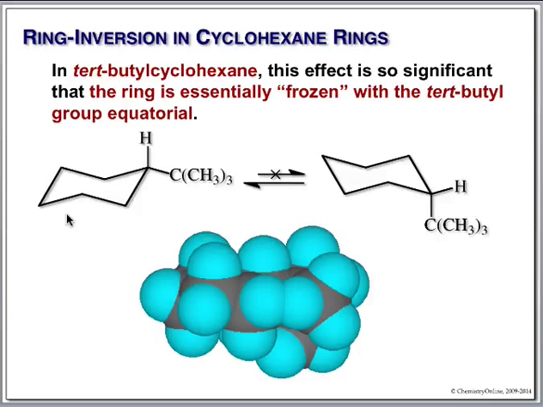And we'll do this problem in class today. We'll do it on the exam. So let's make sure we get it. And then also, let's just say you had two tert-butyls. One was axial and one was equatorial. It would freeze the ring, and it would make a boat. Yeah.